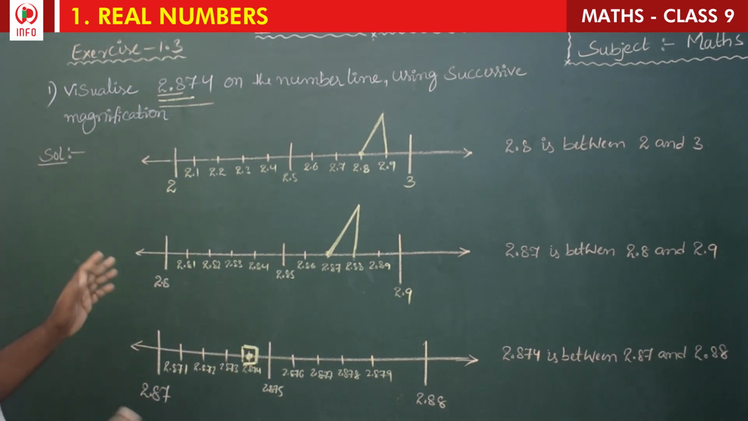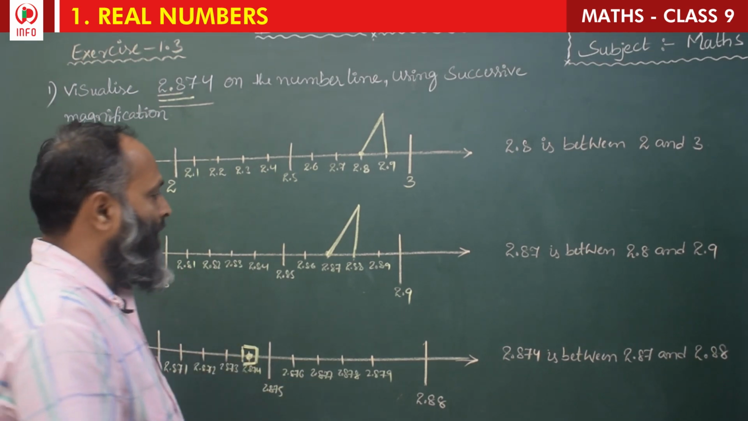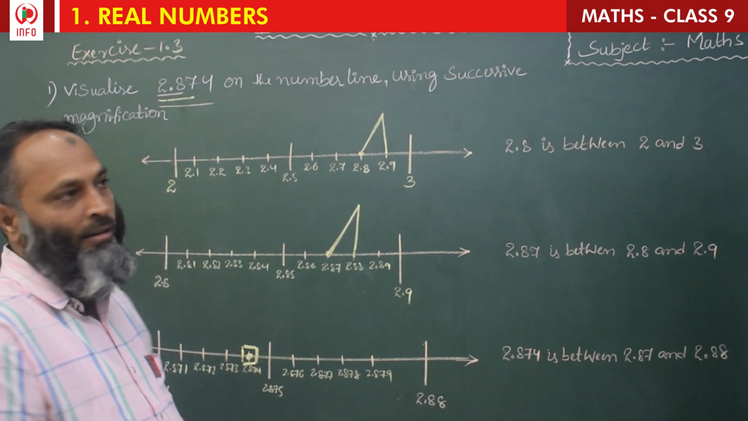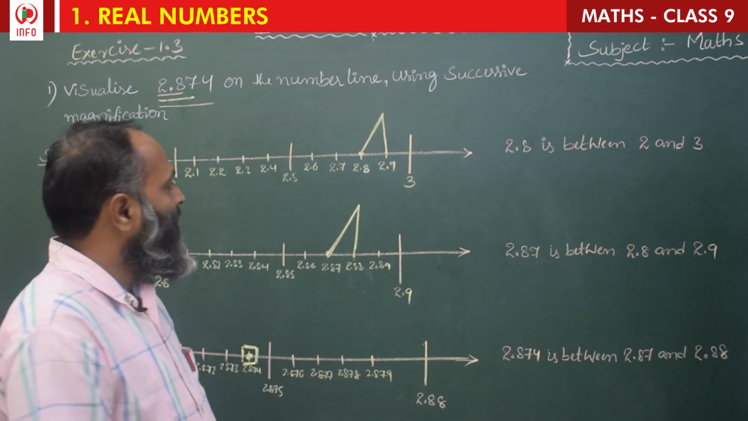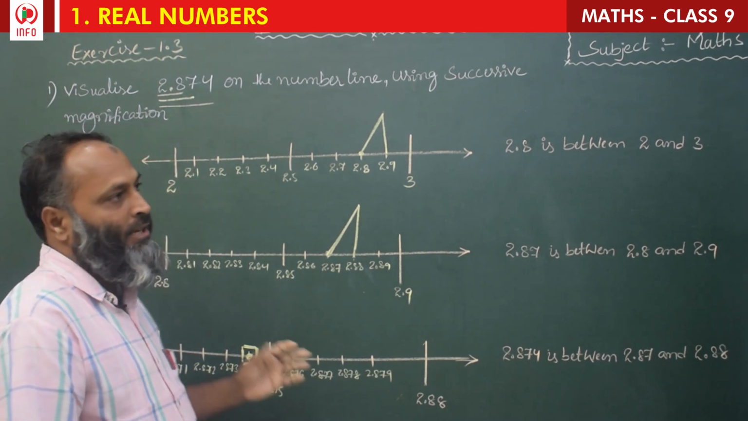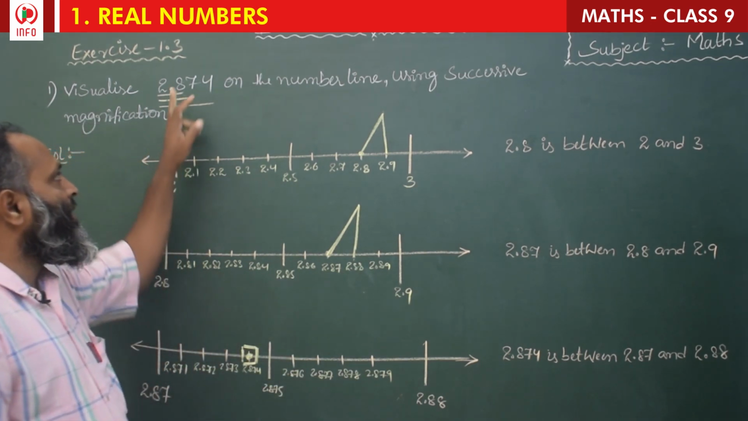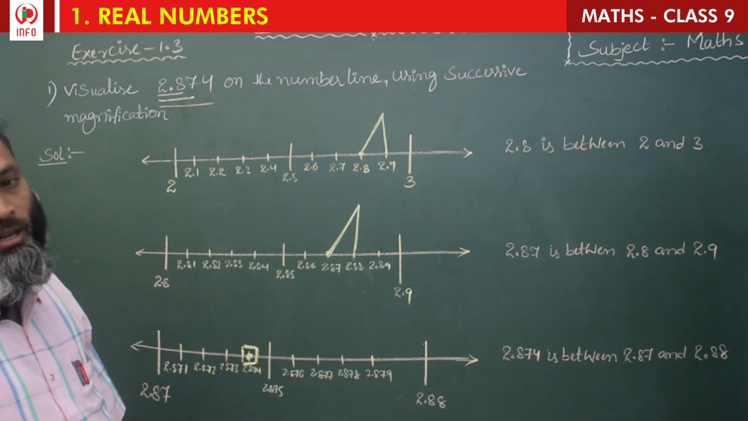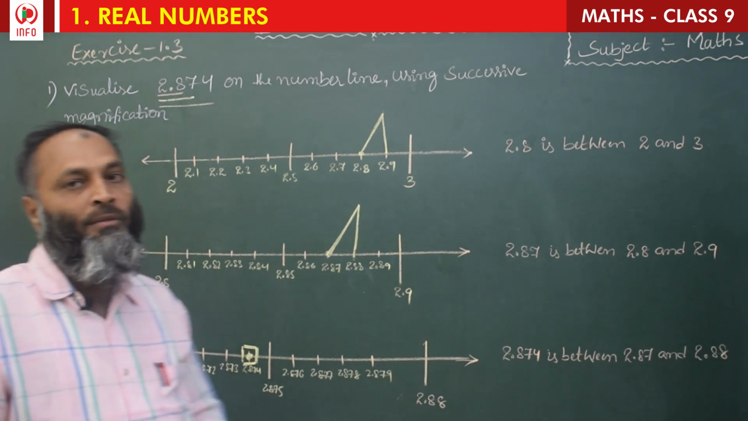Okay. First, we should find where the number lies between. According to that, we should draw a number line and check where it is. So if there are 3 digits, it will complete in 3 steps. If there were 4 digits, it will complete in 4 steps.